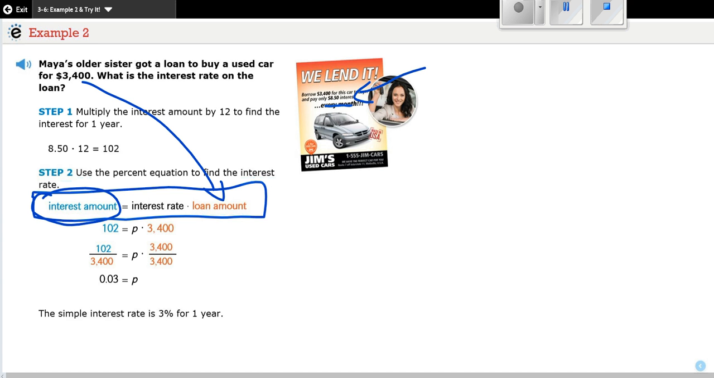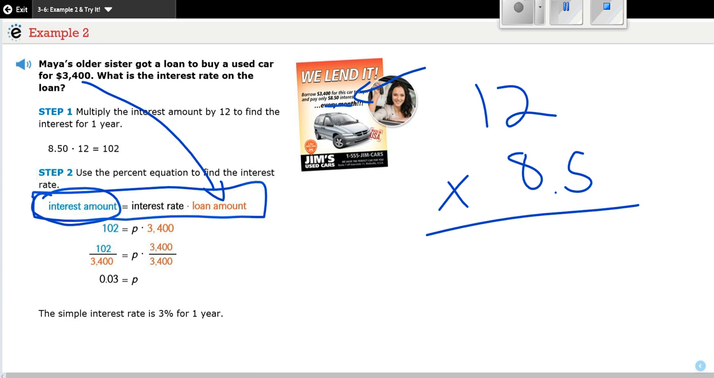And of course, to find that interest amount, we're going to backtrack and take 12 months of interest times $8.50, which is what we're seeing right here. And so in the end, we're able to calculate that out and get this value of the interest amount.